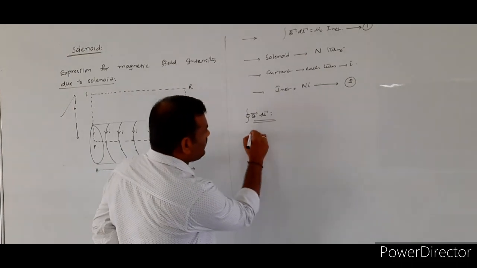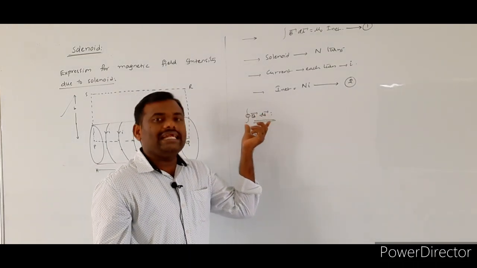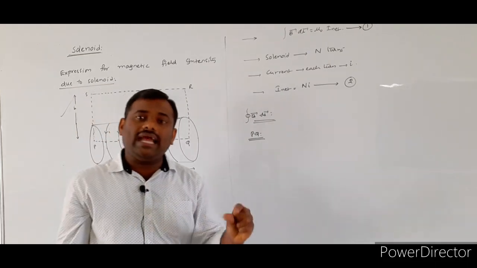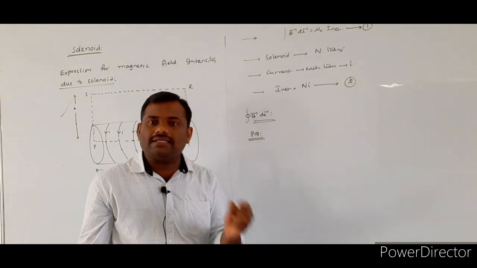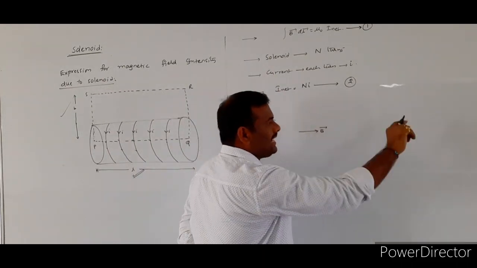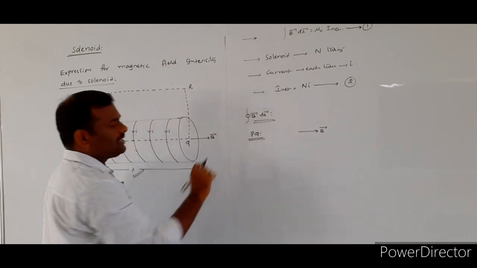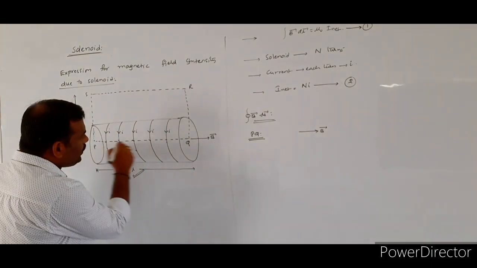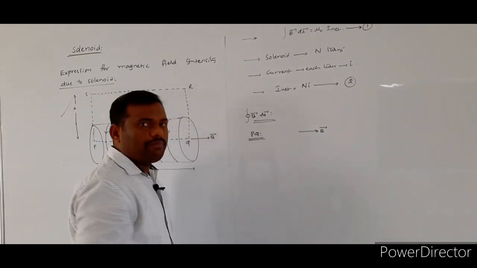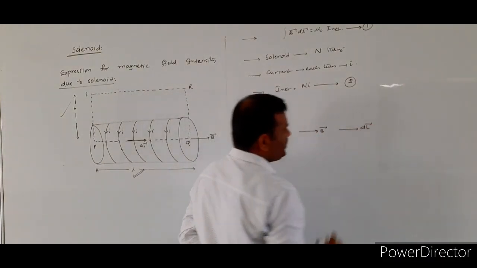First, I will consider the PQ part of the given closed loop. I want to calculate the line integral of B bar dot dL bar for each and every part. For the PQ part, B bar will always be acting along the axis of the solenoid, so the B bar direction does not change, and for the PQ portion, dL bar is also acting along the B bar.